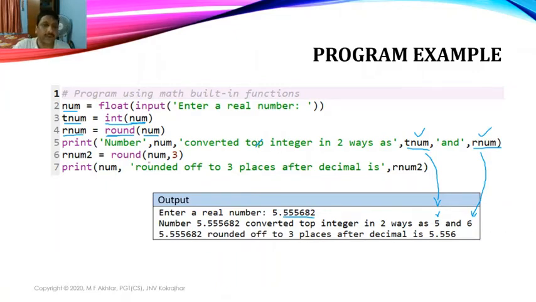Now we can use the round function again. We are giving two values here: the number, and the number of decimal places to be displayed. The 3 here denotes that the decimal part of this number will be displayed to 3 decimal places, in rnum2. Now the number is rounded off to 3 decimal places, and this rnum is displayed like this, 5.556, using this function.